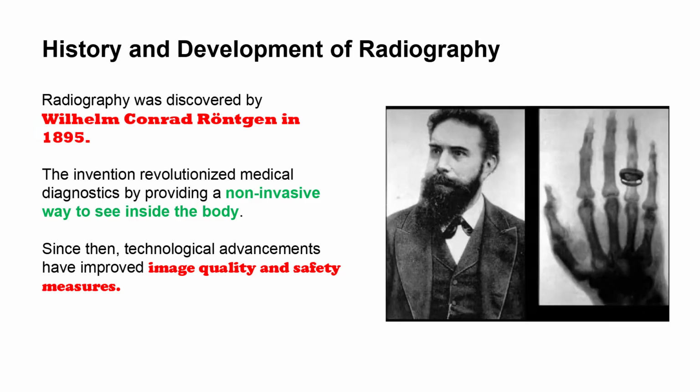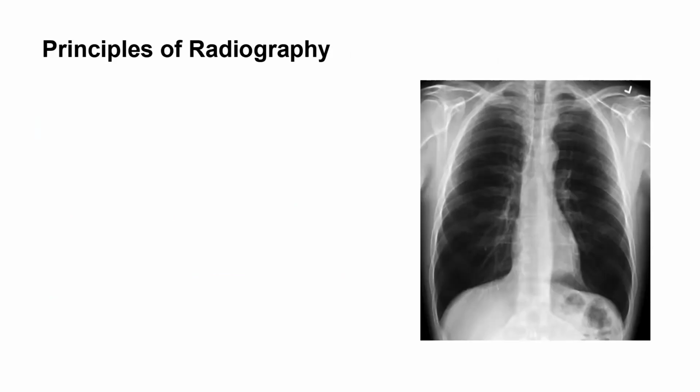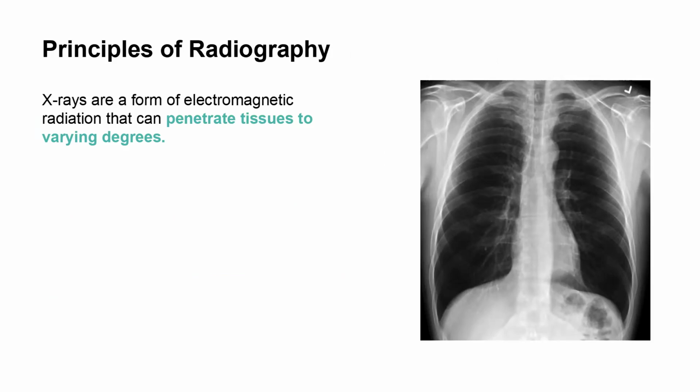So this is William Conrad Roentgen. He is the first scientist that was able to discover radiography. So he's the father of X-ray. He is also the father of radiography. So then now the next thing is the principles of radiography, starting with the X-ray. What is X-ray?